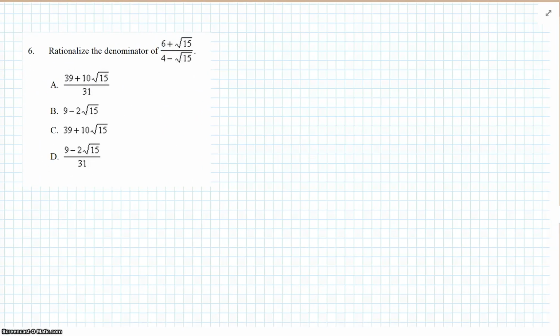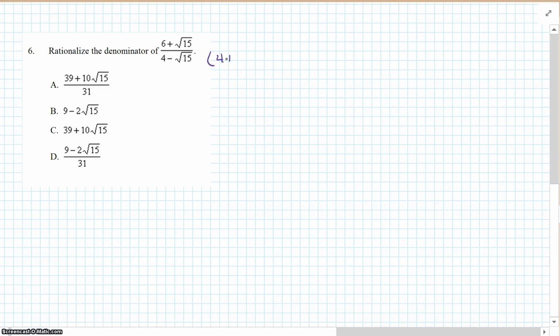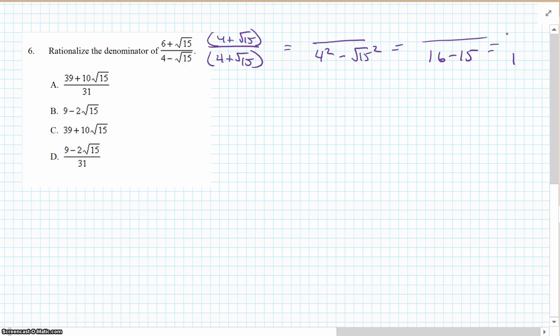Let's do another one. Rationalize the denominator. Alright. I'm going to multiply the bottom by 4 plus the square root of 15 and the top by 4 plus square root of 15. So the bottom's going to become 4 squared minus the square root of 15 squared, which is going to be 16 minus 15, which is going to be 1. So my denominator is 1 now. So let's worry about the top.